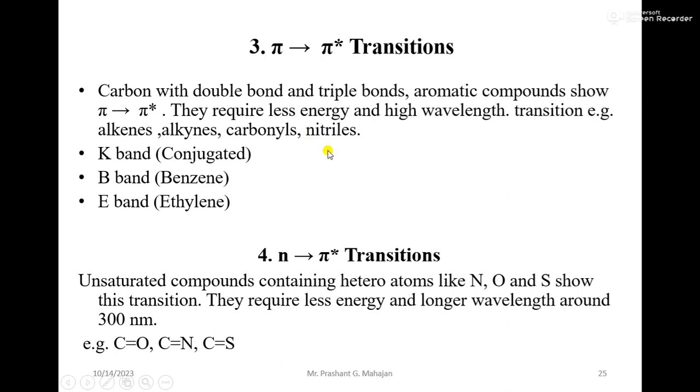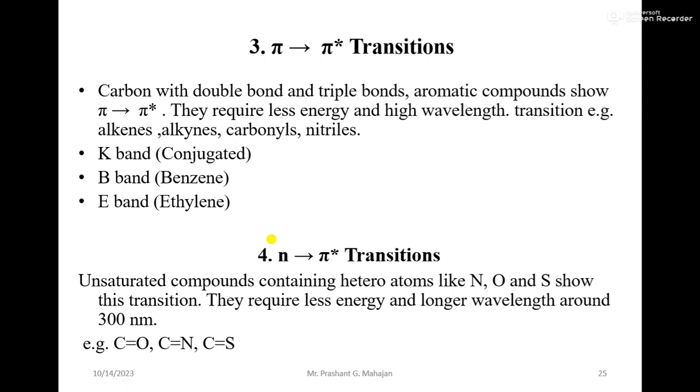In case of pi to pi star transition, there are three bands, that is K band, that is conjugated compounds are showing K band. Conjugated compound means what? Butadiene, 1,3-butadiene is having two double bonds, but both are in conjugation. So that is called as K band. B band means benzene. So benzene ring is showing B band, or aromatic ring is showing B band. Then third is E band, that is ethylenic band. So ethene is showing ethylenic band.